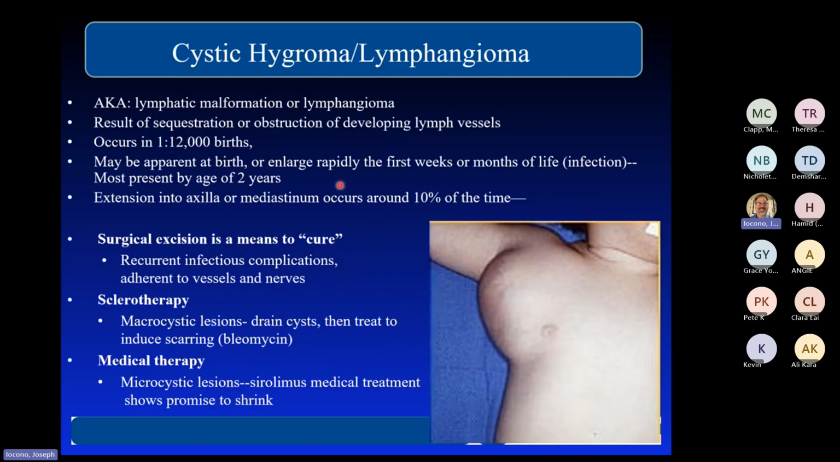Cystic hygroma comes up. It's a lymphangioma, which is a lymphatic malformation. If it's a lymphatic malformation in either the axilla or the head and neck region of a baby, it's sometimes called a cystic hygroma.